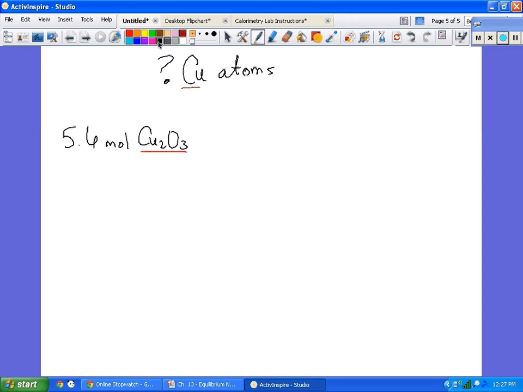Now, you know how to start this. If moles is on top, where does it have to go? It's got to go to the bottom. So I have moles of Cu2O3. Now, I'm at moles. Again, what's the only way to compare 2 different things? So since I'm at moles of copper 3 oxide, can I go to moles of copper? Yes. So I can go to moles of Cu.